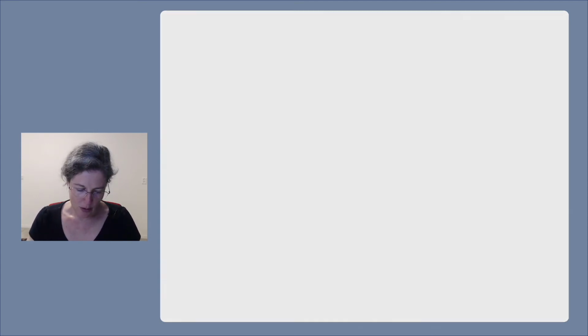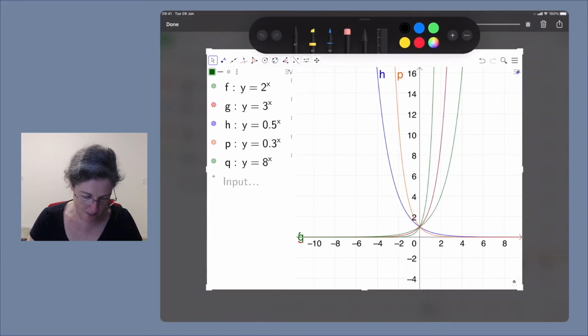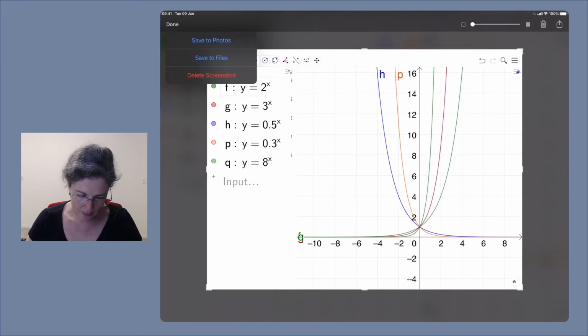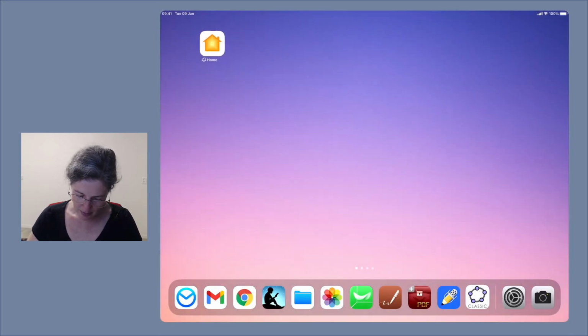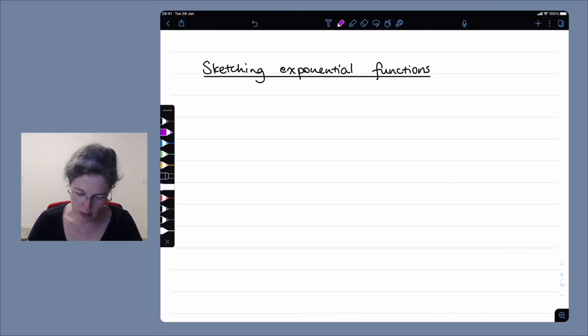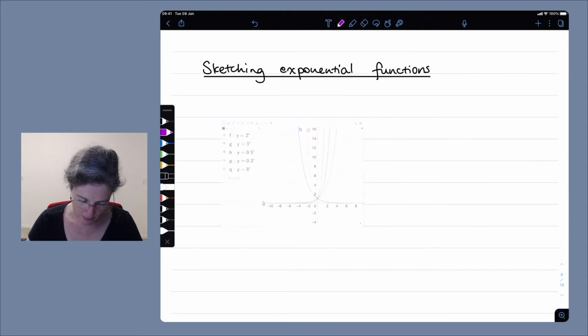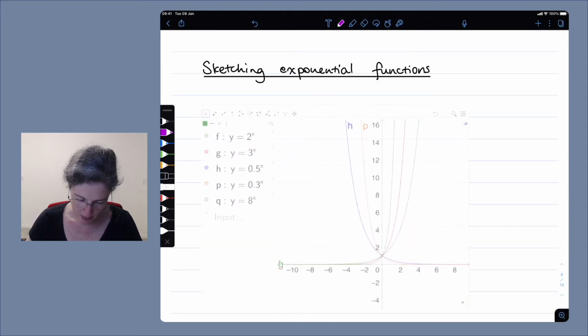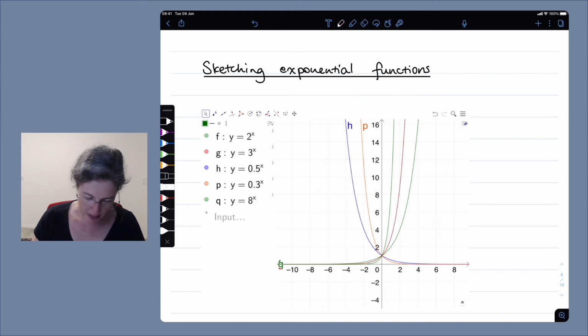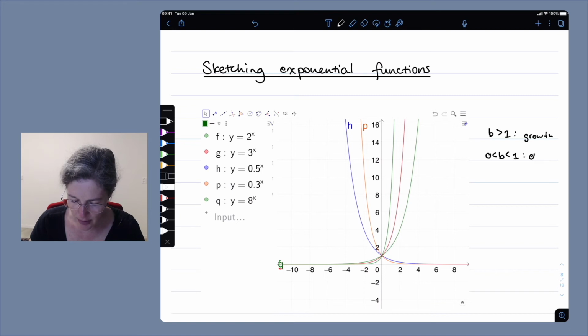So I'm just going to take a quick picture of that and pull it into our notes, and then we can carry on. So the key thing to note here, as I said, is if b is bigger than 1, then we get growth. And if b lies between 0 and 1, then we get decay. Okay.